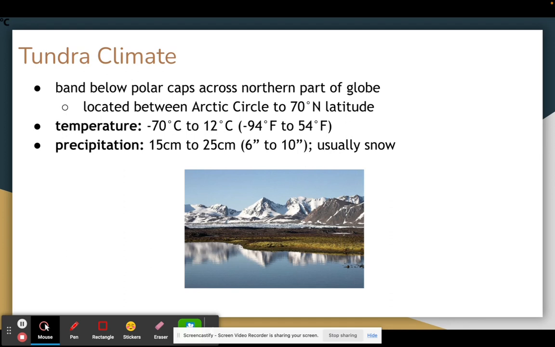The precipitation that they get annually is 15 centimeters to 25 centimeters, which would be 6 to 10 inches. So that means in the 12 months in the year, they only get between 15 to 25 centimeters of precipitation. And that precipitation is usually snow. That isn't a lot, and wouldn't be enough to sustain a lot of plant life.